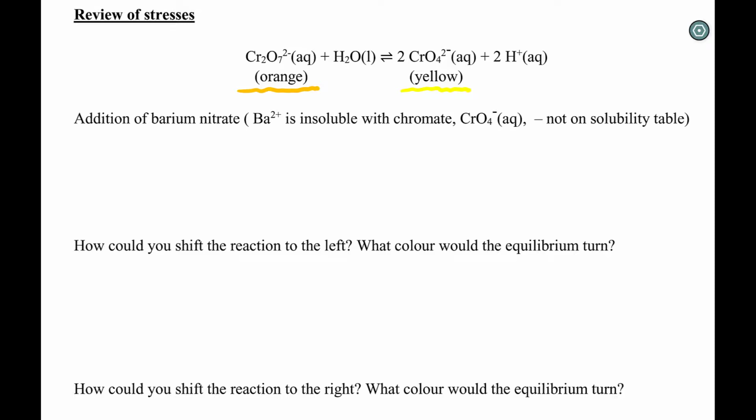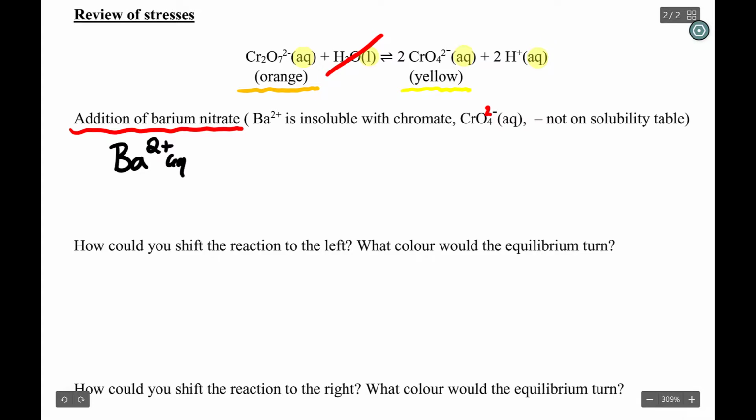The next thing I would do is actually highlight the states and cross out anything that is not part of the homogeneous mixture. So that would include water. I really don't want to focus on that. Now, in the review of stresses, it says the addition of barium nitrate, and then it says barium is insoluble with chromate. This should have a 2. But it's not on our solubility table. So I have to assume that this is the truth and that this reaction is happening.